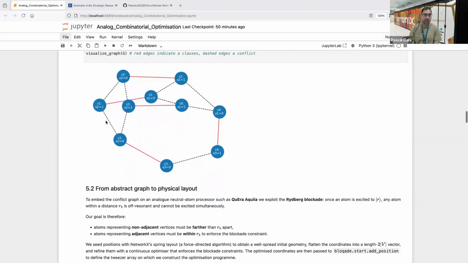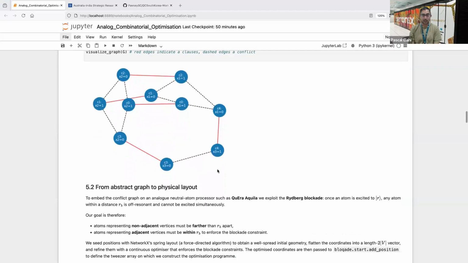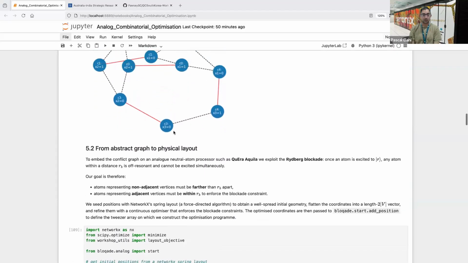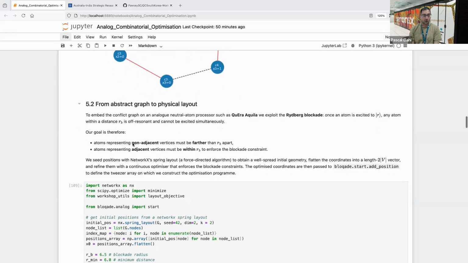And so we want to convert this graph to a physical layout and essentially make use of the Rydberg blockade to block edges that we don't want, right? So our goal is to have atoms representing non-adjacent vertices farther apart than the blockade radius, so they can be excited together. And atoms representing adjacent vertices must be within the blockade radius to enforce this blockade constraint. So you can only get 0, 1.